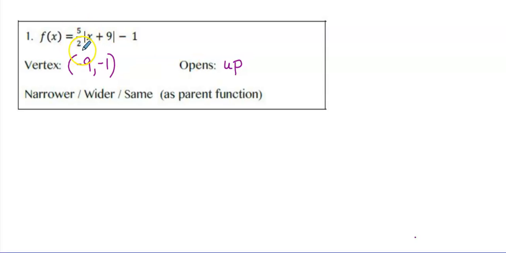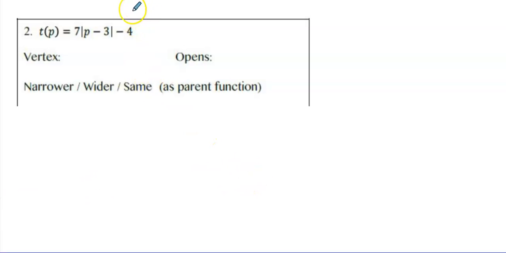Now, I need to look at this a value. Remember I said if you see a fraction, the fraction has to have a numerator that's smaller than the denominator, well, the 5 is bigger than the 2. So this is actually greater than 1. 5 halves is 2 1/2. So in this case, my graph would end up being narrower. It would have a vertical stretch, so it would be narrower than the parent function.